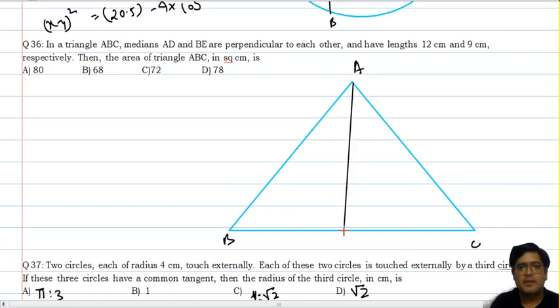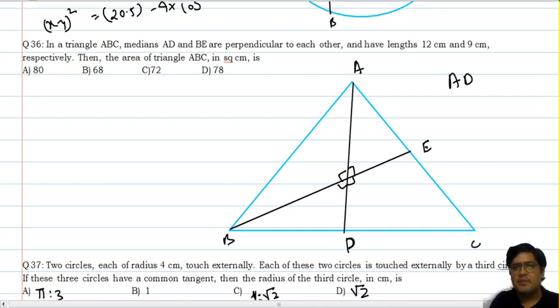This line here is the median. Let us call this AD and another is BE. Guys, these angles are 90. You might not feel it, but these are 90. We have been told that AD is 12. BE is 9. What is expected from us? That we'll do something and find the area of triangle ABC.